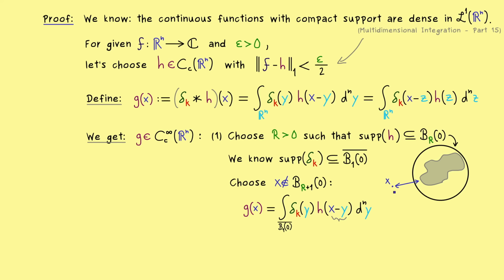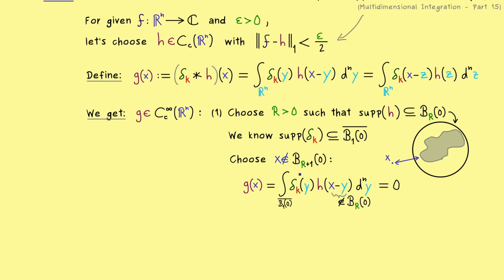Hence, x minus y has a length greater or equal than R, so it cannot lie in our ball with radius R. Therefore, we don't hit anything in the support of h, which means that this factor in the integral is 0 no matter which y in the unit ball we choose. So in conclusion, the whole integral is 0, and we have shown what we wanted. The function g also has compact support, because the support of g definitely lies inside this bounded ball.